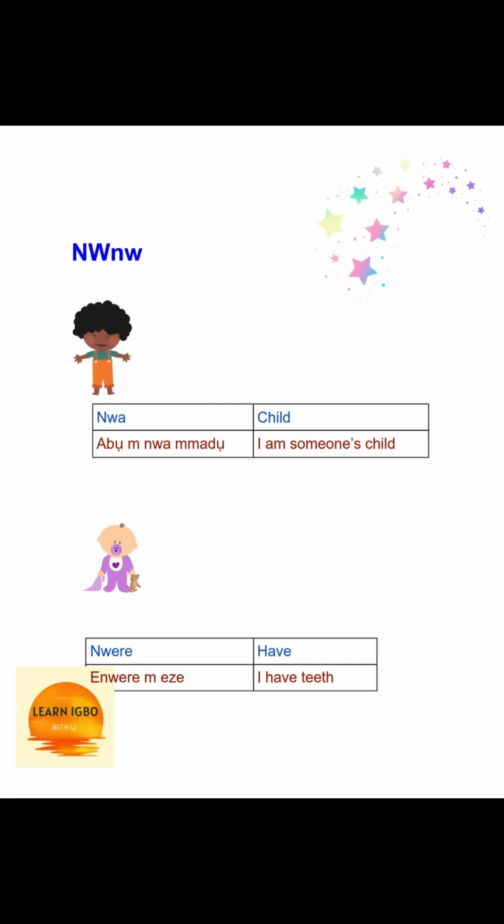Second example. Nwere. Have. Used in a phrase or sentence: Enwere m eze. I have teeth.